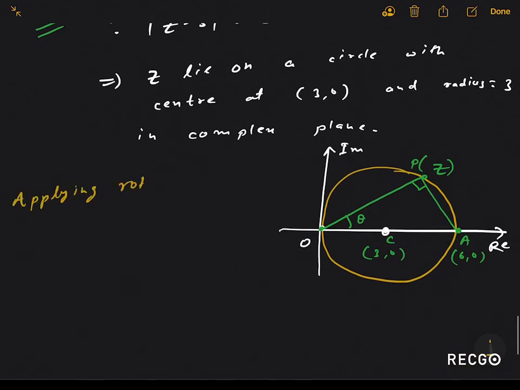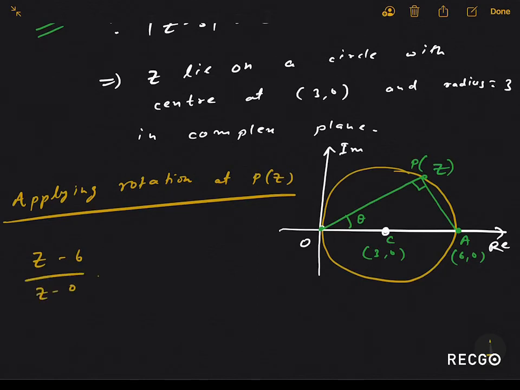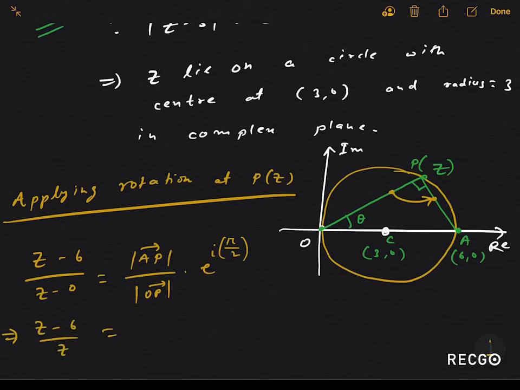Now applying the rotation concept about the point P, think that point P is Z, Z1 is 6 and Z2 is 0. So applying Z minus Z1 divided by Z minus Z2, that is Z minus 6 by Z minus 0, that is equal to mod of Z minus Z1, that is AP, and mod of Z minus Z2, that is OP, and e to the power iota pi by 2, because the angle is in the anti-clockwise direction, as you can see, 90 degrees in the anti-clockwise direction. That is, Z minus 6 by Z is equal to AP by OP, which can be written as tan theta, as you can see in the right angle triangle.